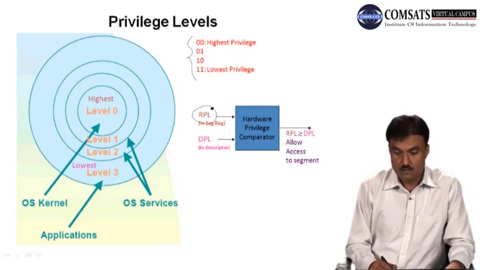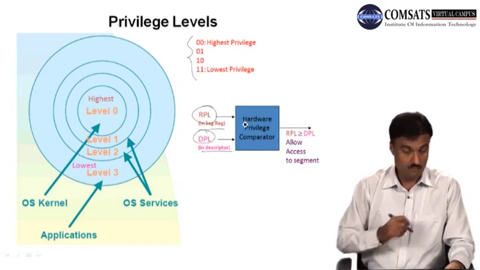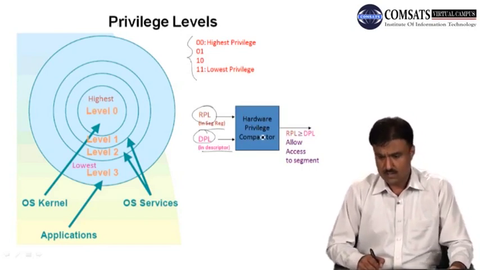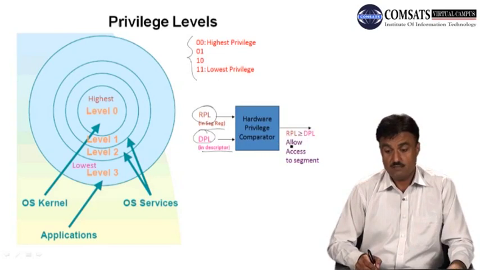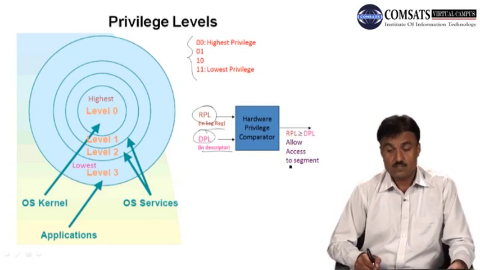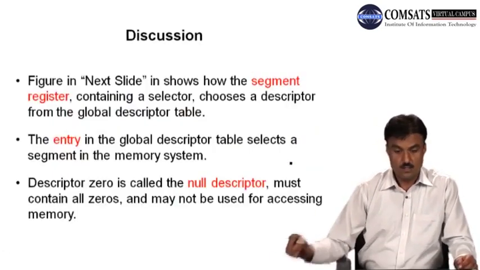So what will happen is that the RPL in the segment register and the DPL in the descriptor are compared with each other. If the RPL is greater than or equal to the DPL, then it will allow access to the segment, otherwise not.